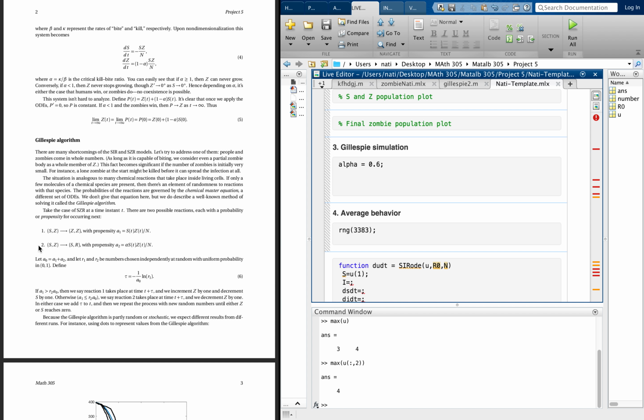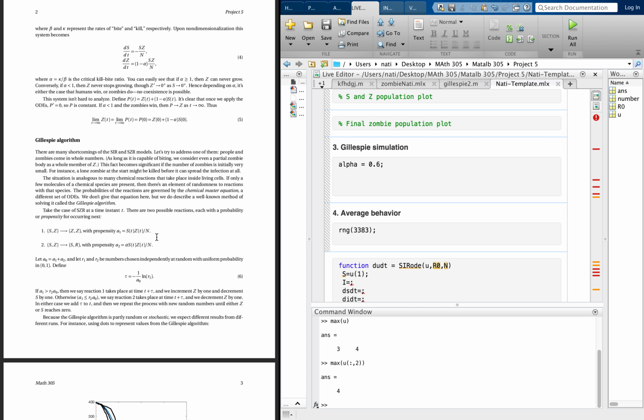What is the second possible outcome? You have a zombie and a human meet, then the human kills the zombie. So you lose a zombie, but no change is done in the S, because R is like the cemetery. All the dead zombies just go to the cemetery. They don't go back to being humans.